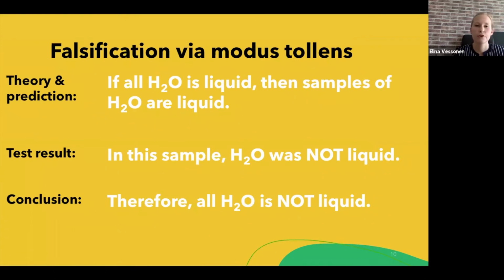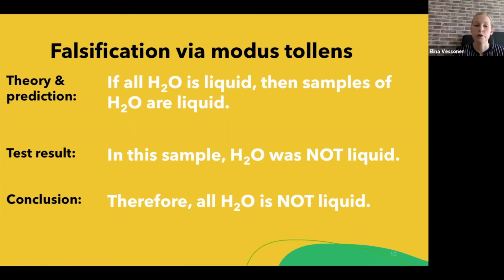So we have said that confirmation runs into trouble when it comes to deductive mode of reasoning, but what about falsification? Let's take a look at a different theory. Let's say again that we have a big theory about water, or H2O. And one part of that theory says that all H2O is liquid. Then again, following the hypothetical deductivist model, we make some predictions on the basis of this theory. So for example, our prediction could be that a sample of H2O is going to be liquid in our study, or all samples are going to be liquid if our theory is true.